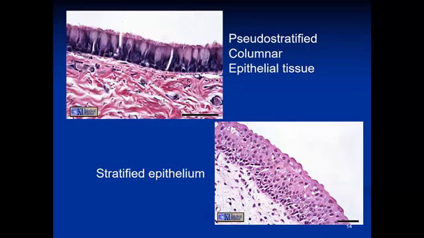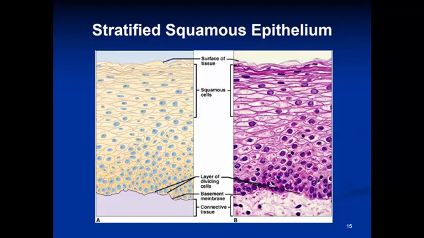There's another picture of pseudostratified columnar, and here's stratified epithelium, many layers. Stratified epithelial can be found in your bladder, and your skin is also stratified epithelium. Here's another picture. This is of skin. You can see as the cells move up away from the connective tissue underneath, they get flattened because they're filling with keratin.